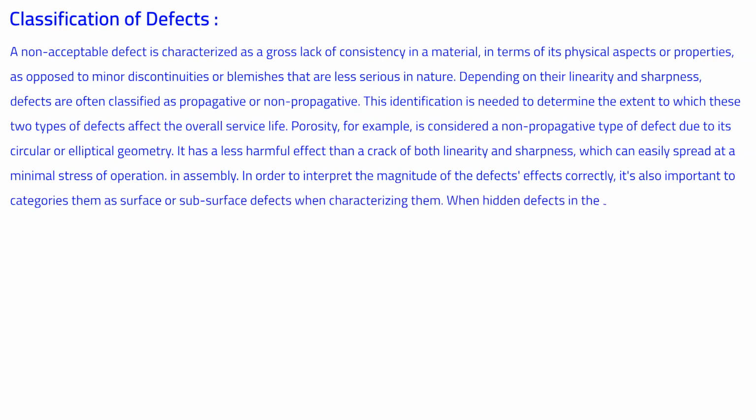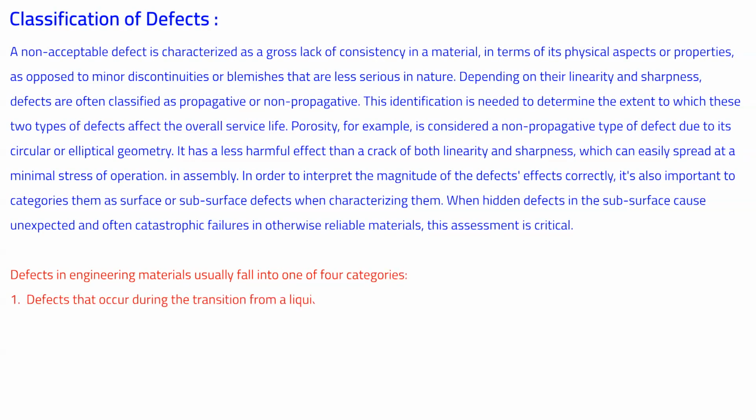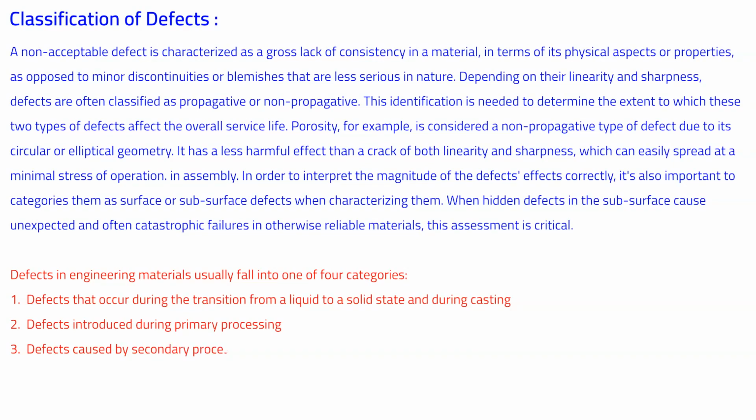When hidden defects in the subsurface cause unexpected and often catastrophic failures in otherwise reliable materials, this assessment is critical. Defects in engineering materials usually fall into one of four categories. Defects that occur during the transition from a liquid to a solid state and during casting. Defects introduced during primary processing. Defects caused by secondary processing. In addition, in-service flaws.